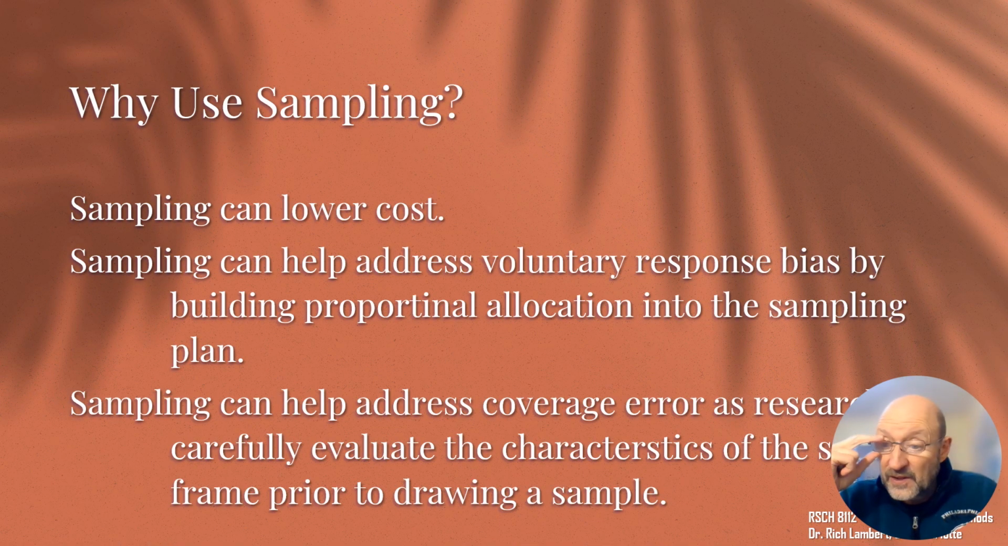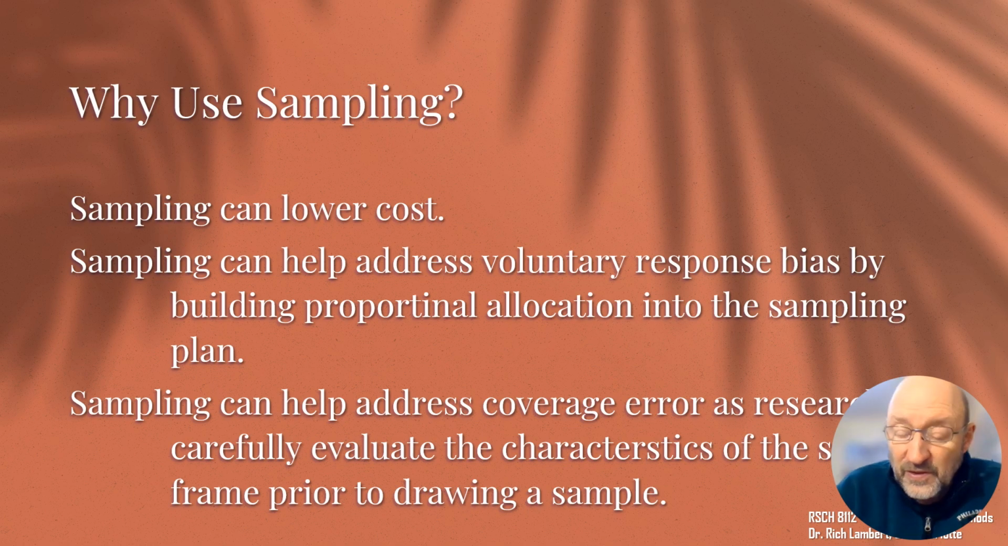So, of course, sampling lowers cost, right? If there's an additional cost to every respondent. Sampling can also help address voluntary response bias by building some kind of proportional allocation process into the sampling plan. This is what I was talking about a minute ago, where you would make sure your sampling plan is set up in such a way that you compensate for the problems you might have due to some parts of your population not responding at as high a rate as other parts of the population, then you intentionally oversample from those.